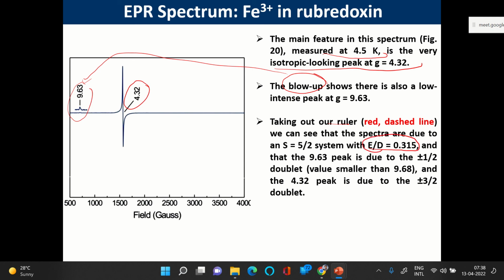This happens at E by D of 0.315 (as written, 3.315), where the 9.63 peak is due to the plus minus half Kramer doublet, and the 4.32 peak is due to the plus minus 3 by 2 Kramer doublet. So this is how we interpret it.